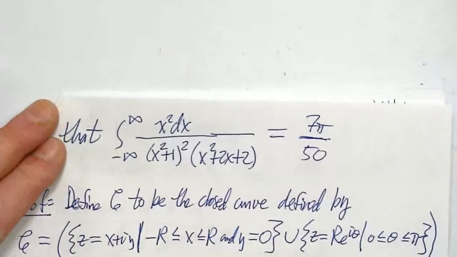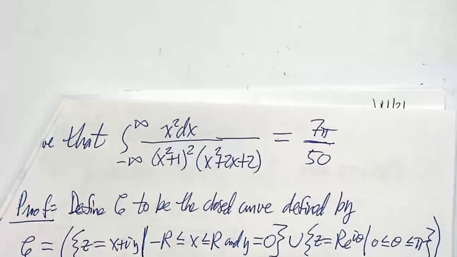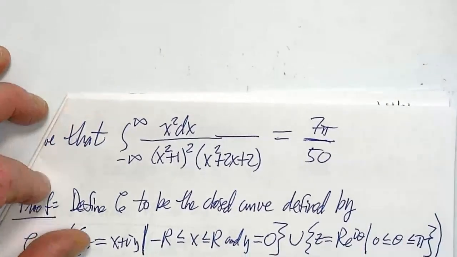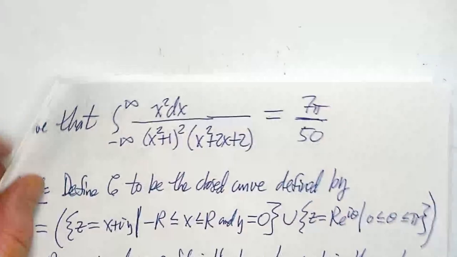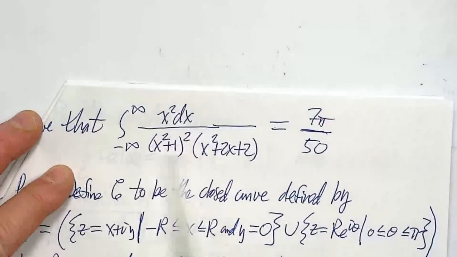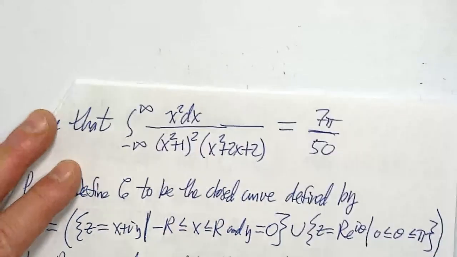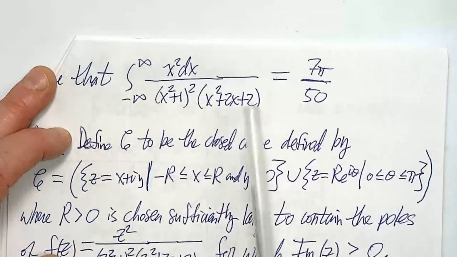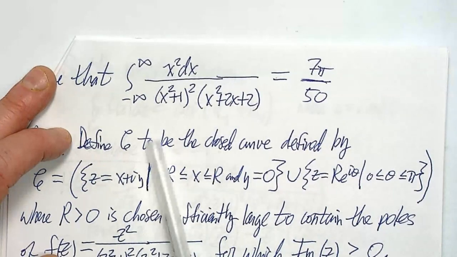So, let's look at some more examples then. Remember, let's just review what we had. We were using the residue theorem, and we were asked here to prove this real integral. This is the fascinating thing to me, that we can use complex variables to evaluate real integrals.